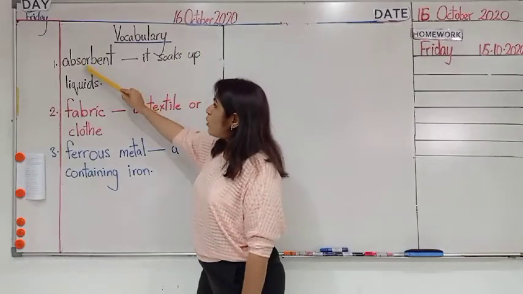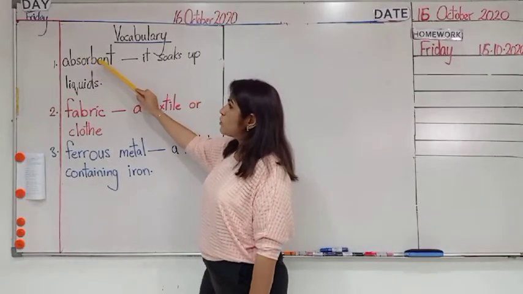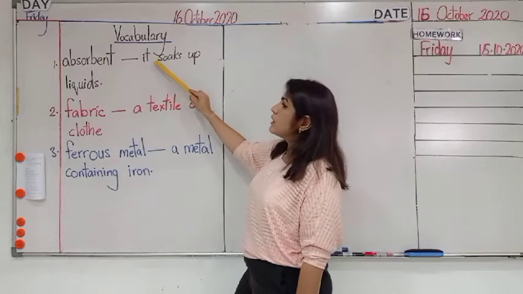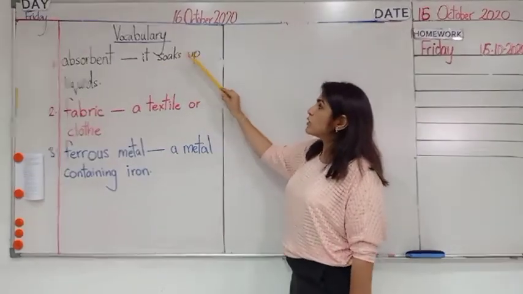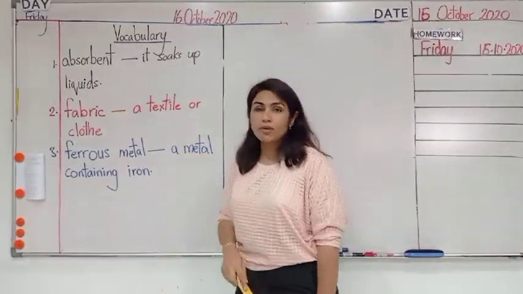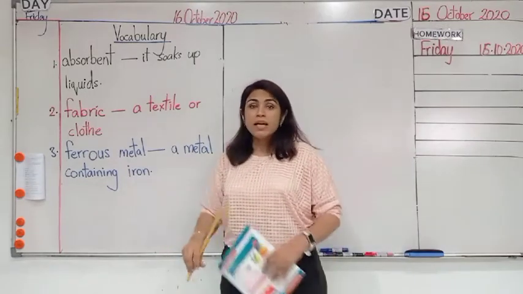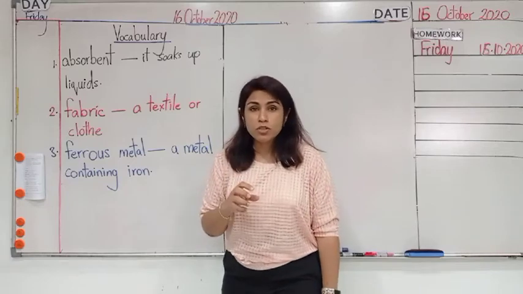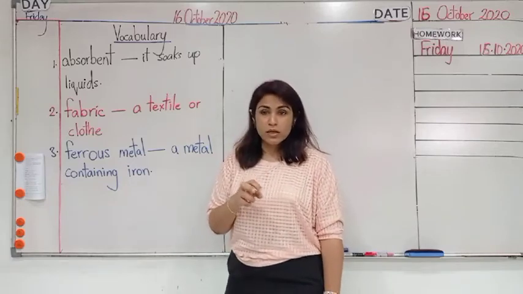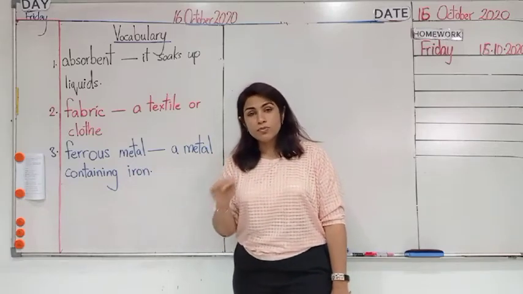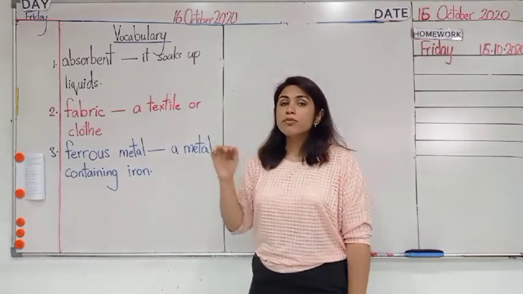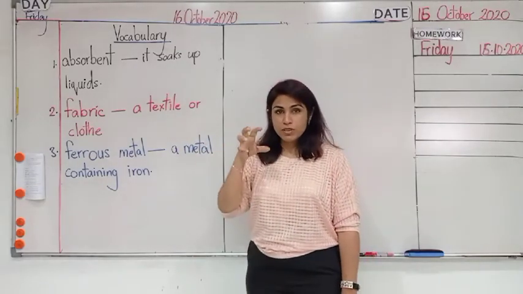Okay, absorbent. What do you mean by absorbent? Absorbent means it soaks up liquids. For example, a sponge is an absorbent. The property of a sponge is that it absorbs water. If you spill water and you quickly grab a piece of sponge, if we were in class, I would have shown you the examples.